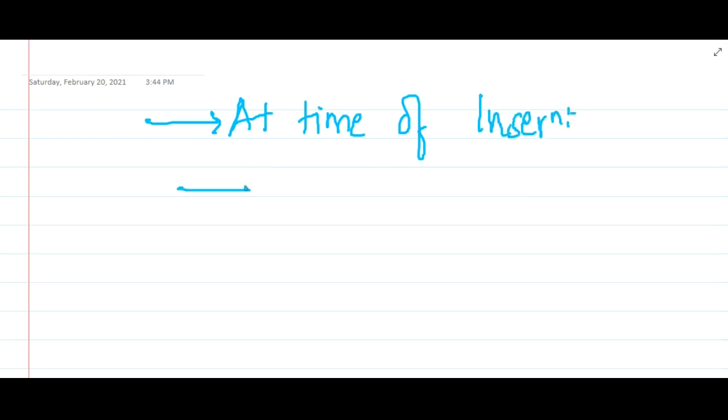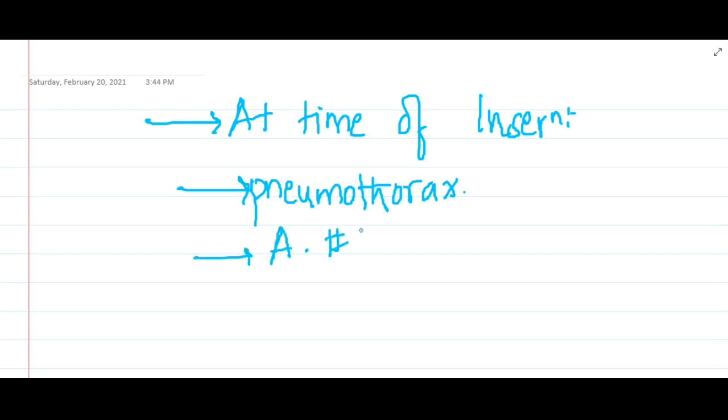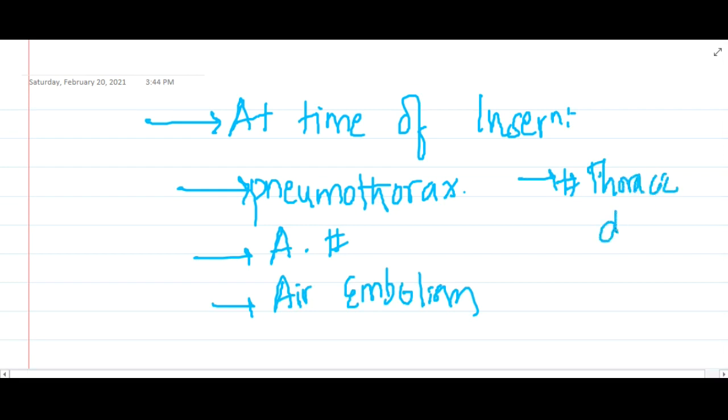Sometimes, especially at the time of insertion, there can be some complications which occur. At the time of insertion, sometimes this can even rupture the lung or pleural cavity, causing pneumothorax. They can cause injury to the artery, or air embolism into the blood vessels, or injury to the thoracic duct, or pleural effusion also. So these are the complications related to insertion. On long term use, they can cause venous occlusion and thrombosis can also be seen.